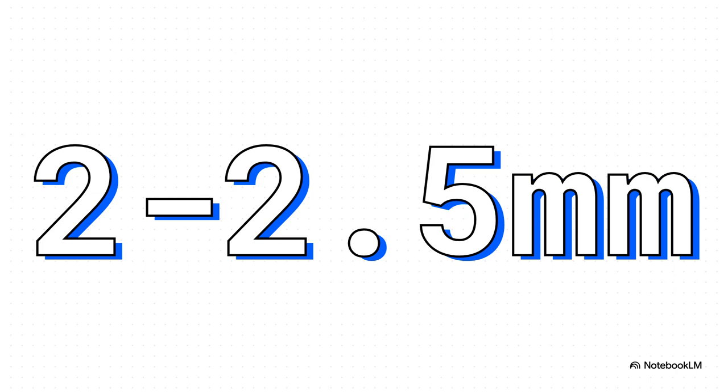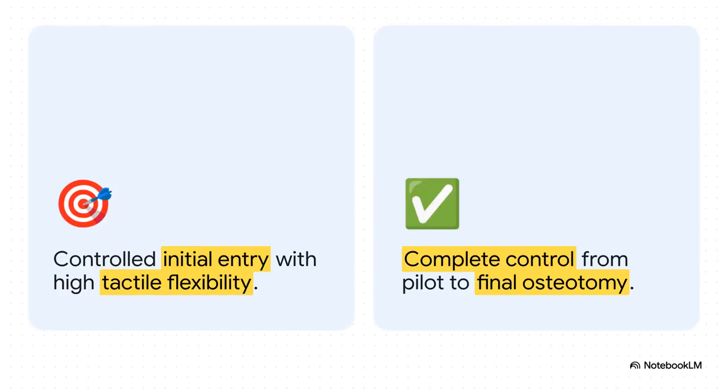That is the exact diameter of a standard pilot drill hole. Pilot guides only control this initial entry point. Once you've got that established, the guide comes out and the rest of the drilling is done entirely freehand. So the key takeaway here is knowing exactly when to use which protocol.